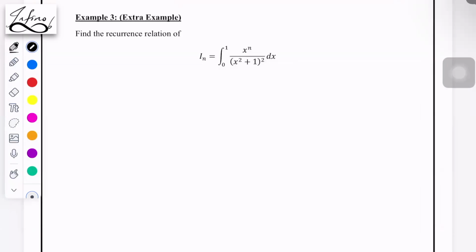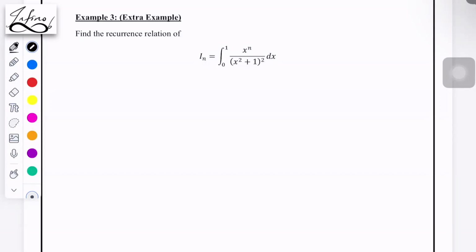This is example 3 of the same pack under the topic of recurrence. This question is slightly more challenging than the previous two because it doesn't give you what you need to prove for the recurrence relation, and we have to prove it ourselves. But if you have already watched the previous two examples, example 1 and example 2, then you should have no problem.